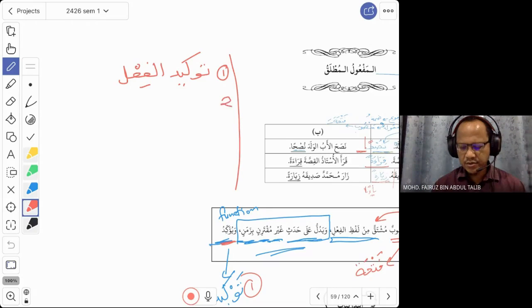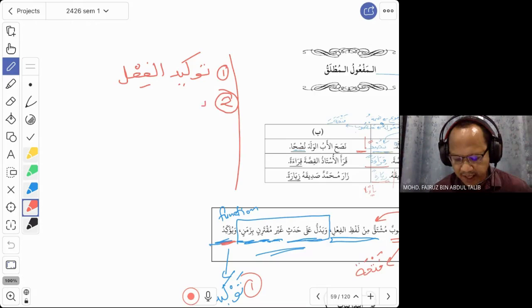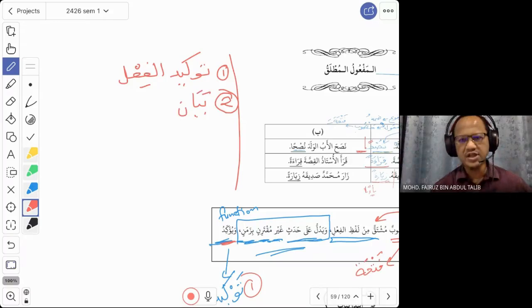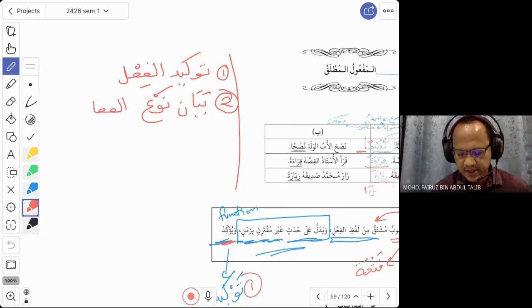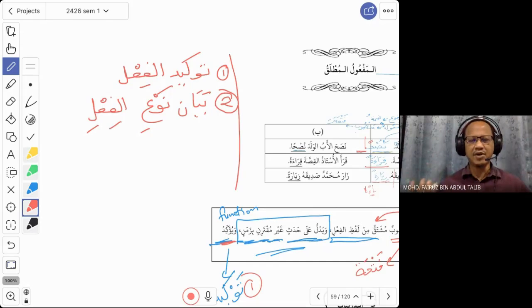Now we want to use maf'ul mutlaq for the second function. The second function is not to emphasize anymore. The second function is bayan, to explain. Bayan means to explain. Bayan nau' al-fi'l. It is to explain the type of the verb, the type of the action. How did he do that? You want to say, oh, he did that in such and such a way. How did you do that? Then you have to use maf'ul mutlaq.